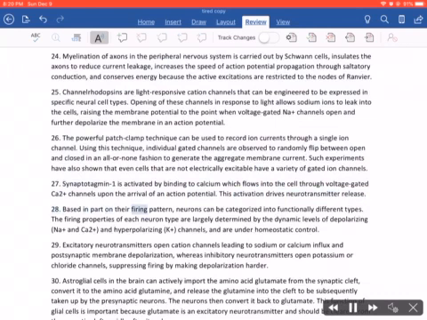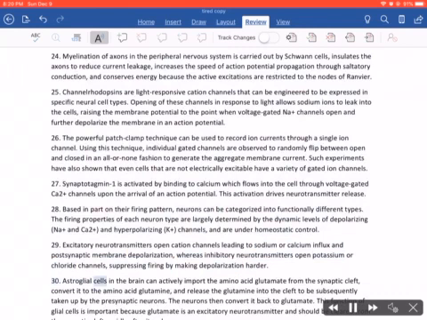28. Based in part on their firing pattern, neurons can be categorized into functionally different types. The firing properties of each neuron type are largely determined by the dynamic levels of depolarizing, Na+ and Ca2+, and hyperpolarizing, K+, channels, and are under homeostatic control. 29. Excitatory neurotransmitters open cation channels leading to sodium or calcium influx and postsynaptic membrane depolarization, whereas inhibitory neurotransmitters open potassium or chloride channels, suppressing firing by making depolarization harder.